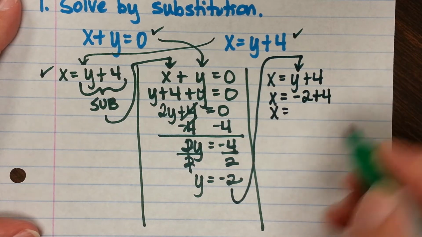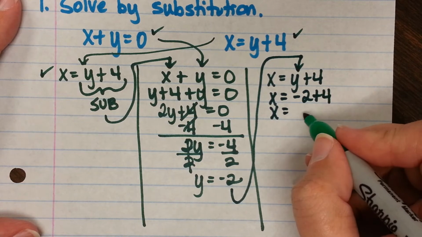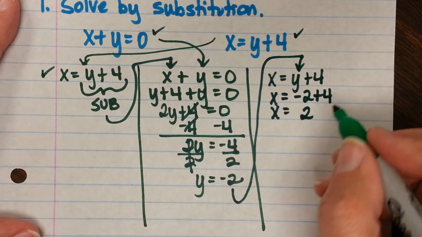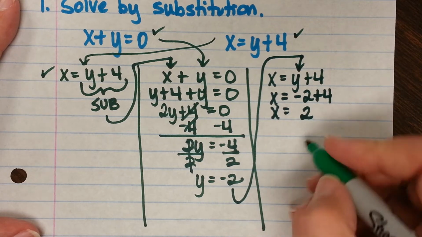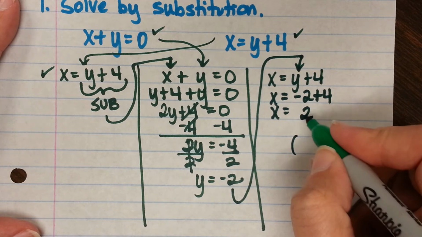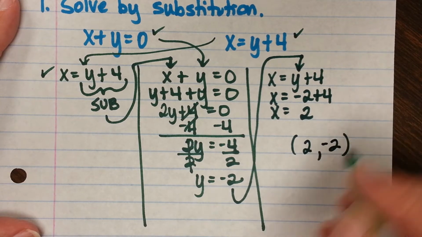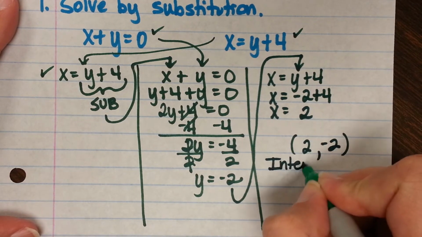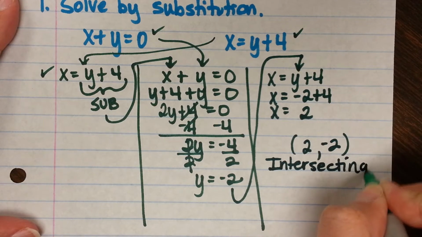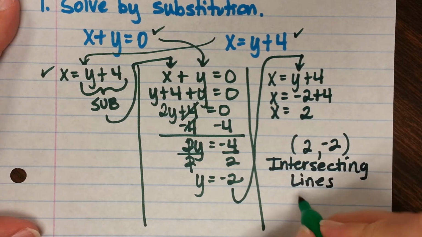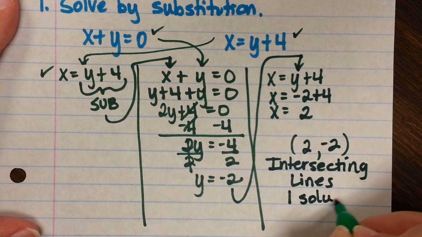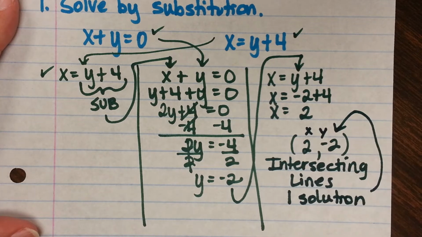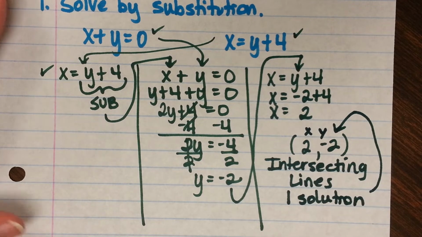Our signs are different, so we subtract the numbers. 4 minus 2 would give us 2. And we keep the sign of the larger absolute value. So absolute value of this one would be positive 4, so we're going to keep the positive. That means our coordinates are 2, negative 2 for our intersection point. That means we had intersecting lines. And when we have intersecting lines, that means we have one solution, which is what we got. We got 1 point, an x and a y coordinate point of 2, negative 2.